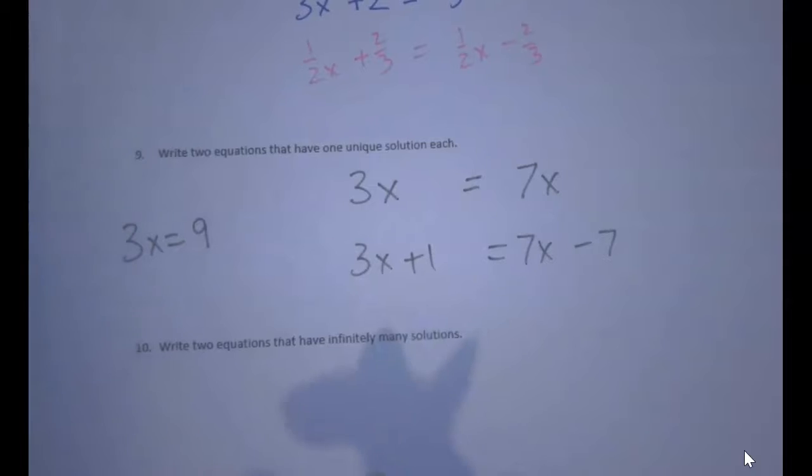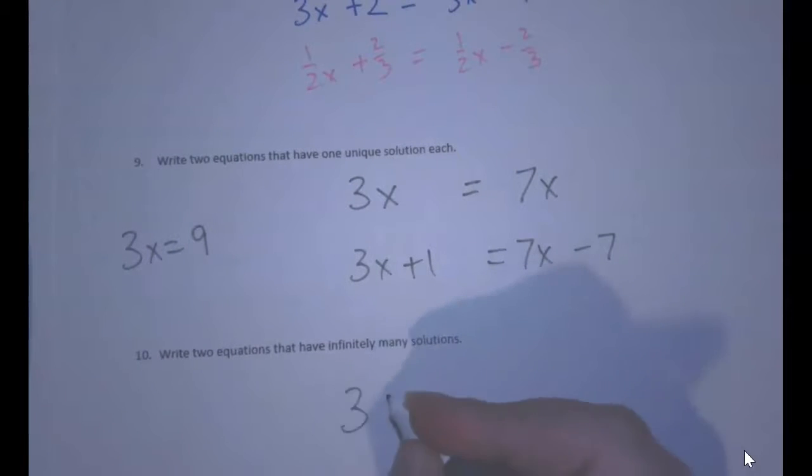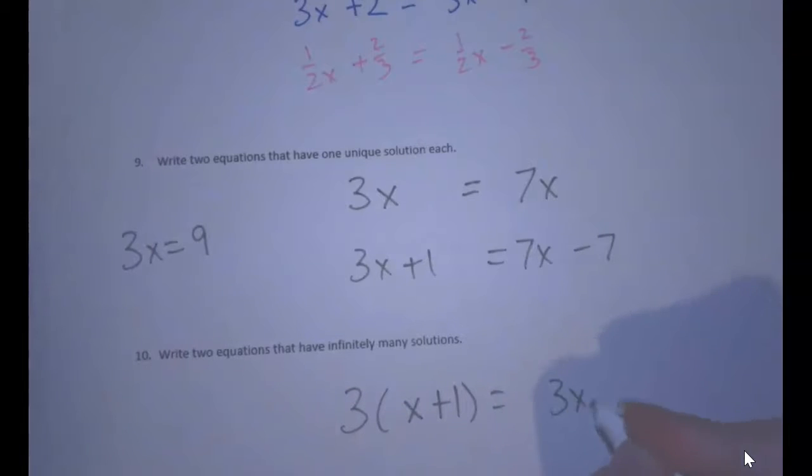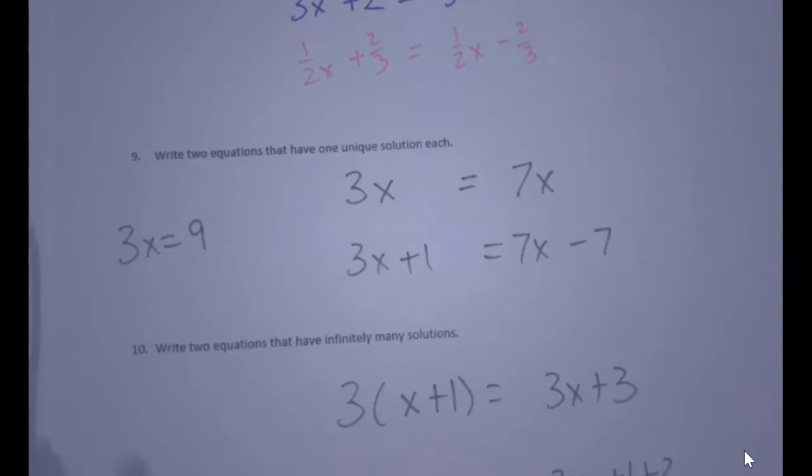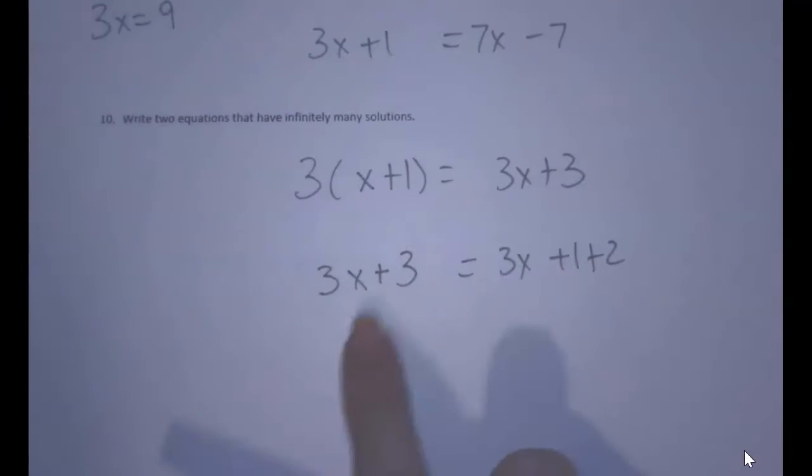Moving on, infinitely many, they just need to equal each other. So I could have 3 times the quantity x plus 1 equals 3x plus 3. You need the same variable and coefficient, and also the same constant. Now, it might look a little different, but if I simplified this, I would get 3. So these are equal to each other, even though they look a little different, just like these are equal to each other, even though they look a little different.